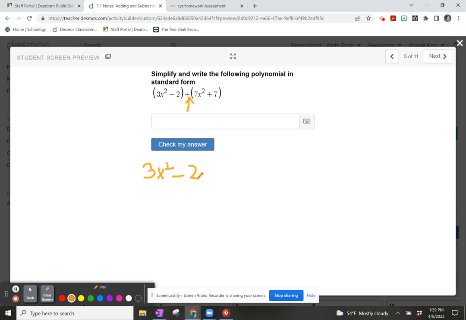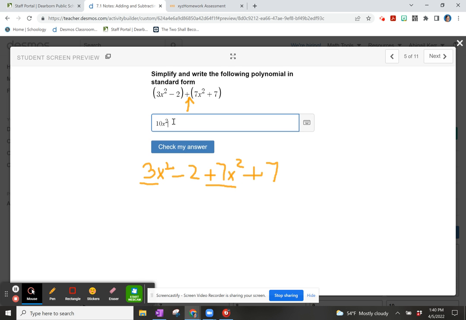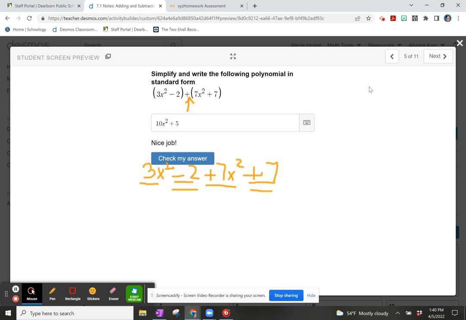For some reason, my pen's not working, so I'm using the mouse. So sorry if this handwriting is horrible. So the only type of work that I need to see for this is underlining like terms, circling, boxing up. So for example, 3x squared plus 7x squared is 10x squared. Then negative 2 plus 7 is going to be a positive 5. Now notice it says that it needs to be written in standard form. That means the variable with the highest exponent goes first, all the way down the road to a constant.